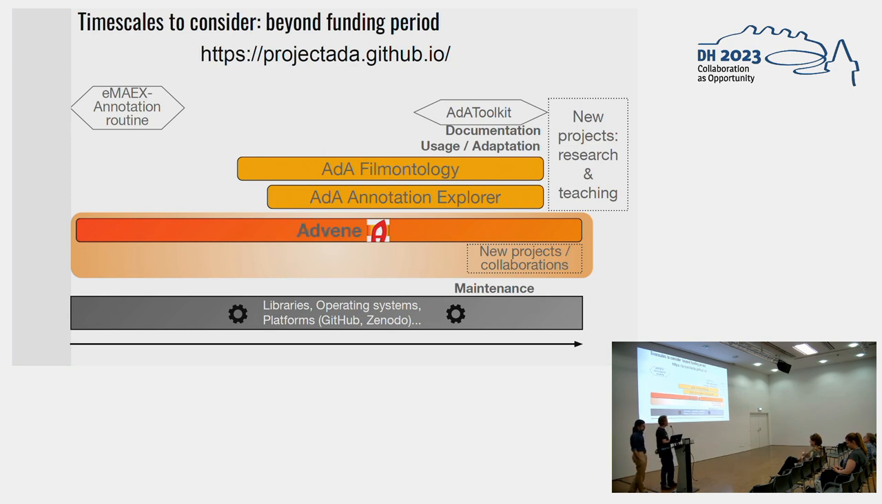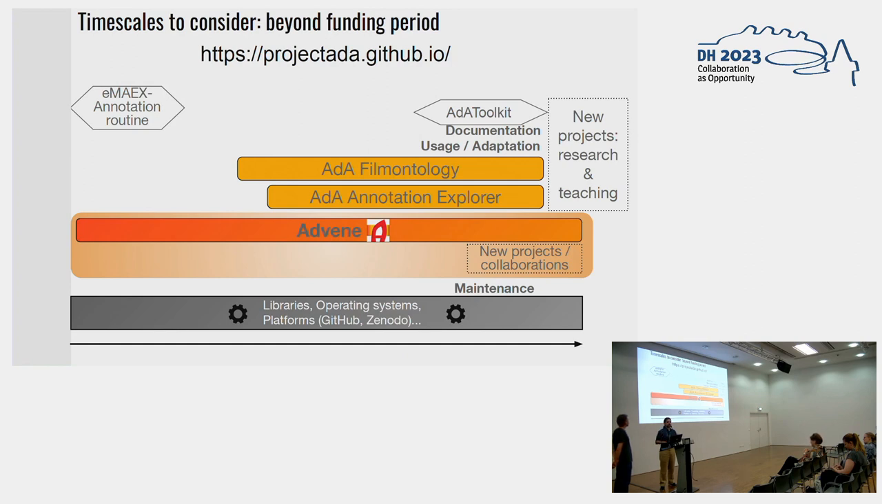Like, for Advene, Advene stays here with its improvements from the project, and the maintenance that needs to be done to always adapt to the underlying technological context. Yes, and on the side of the humanities, we have of course the methods, but also the questions of new projects, and not only in research, so how to work with the film ontology in other projects, but also how you can work with these different tools and instruments in teaching, which then requires adaptation and an ongoing process.